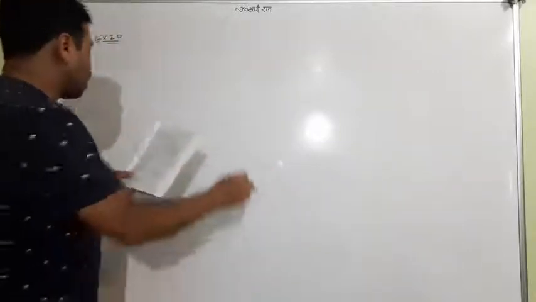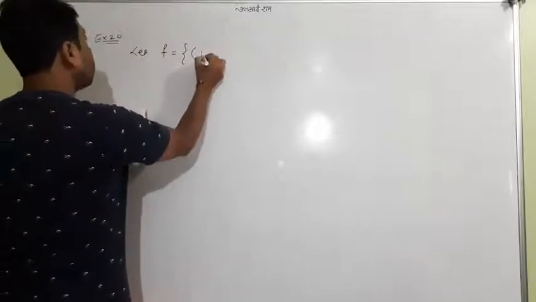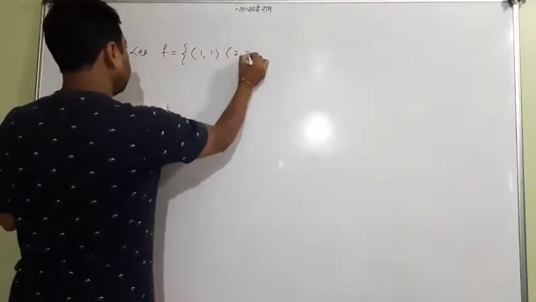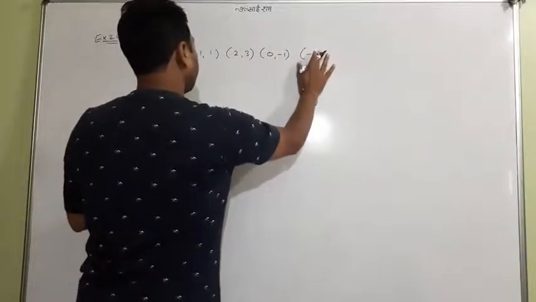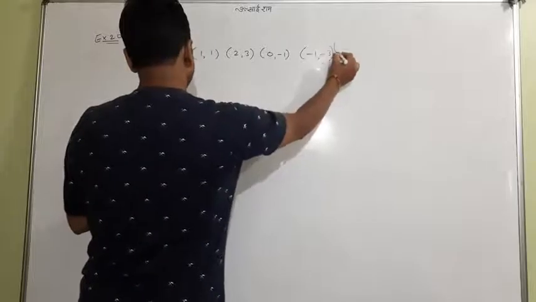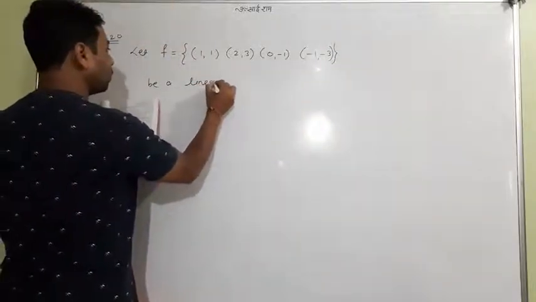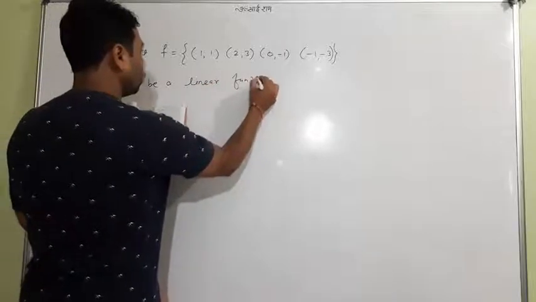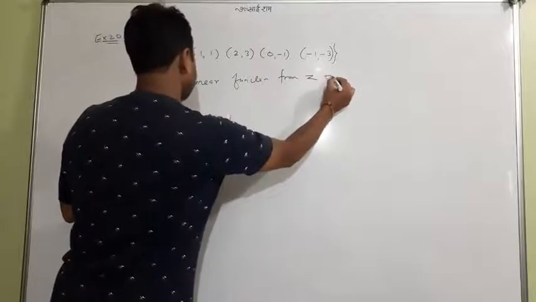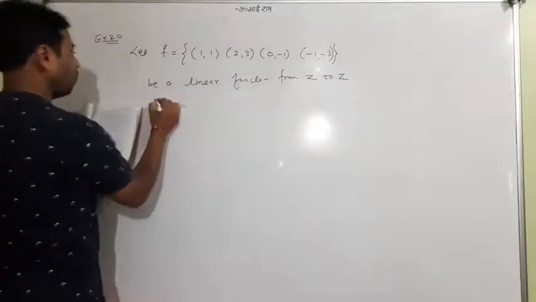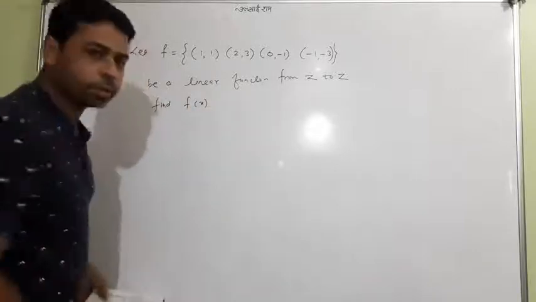I read here. Let f equal to {(1, 1), (2, 3), (0, -1), (-1, -3)} be a linear function from integer to integer. Find the function. Very important question. Very important question this is.